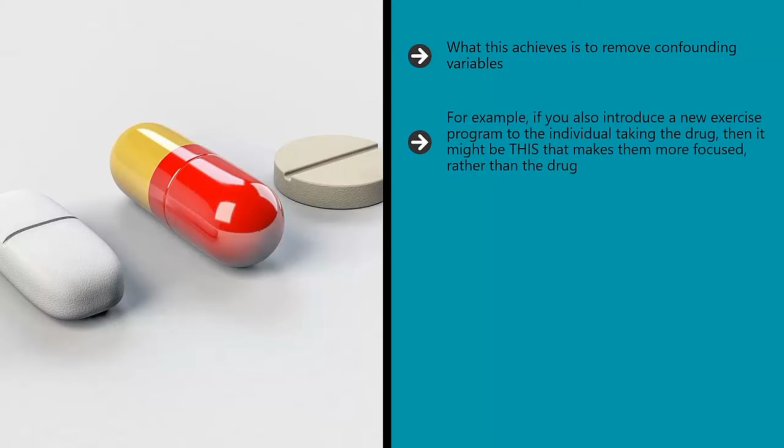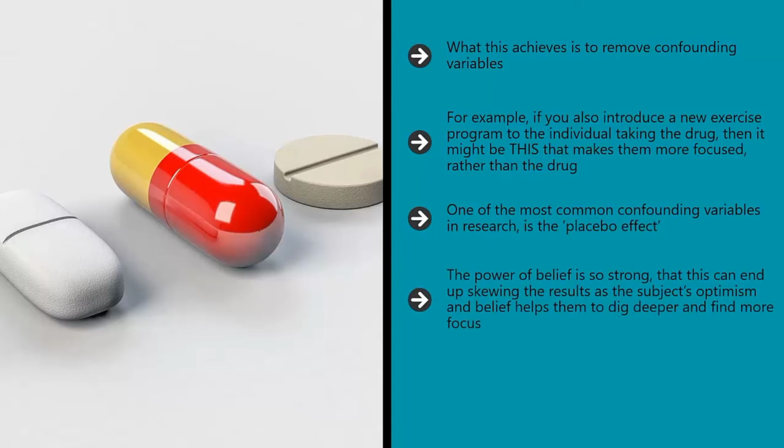For example, if you also introduce a new exercise program to the individual taking the drug, then it might be this that makes them more focused, rather than the drug. That skews your results, and you therefore don't know whether the drug or the intervention made the difference. One of the most common confounding variables in research is the placebo effect. This effect describes the fact that when you tell someone they're receiving a drug, they will then feel better even if the drug is just a sugar pill.